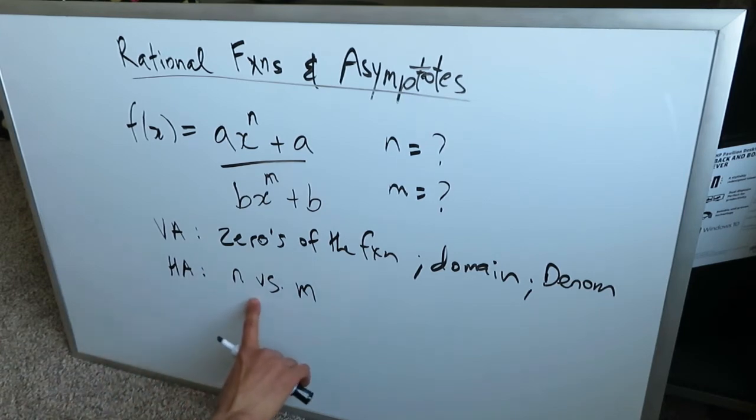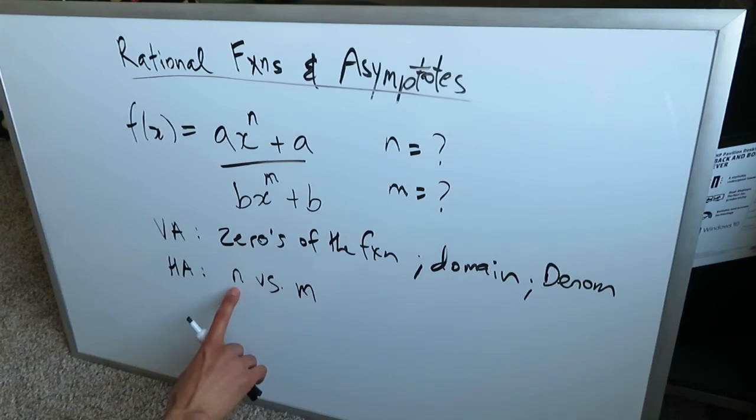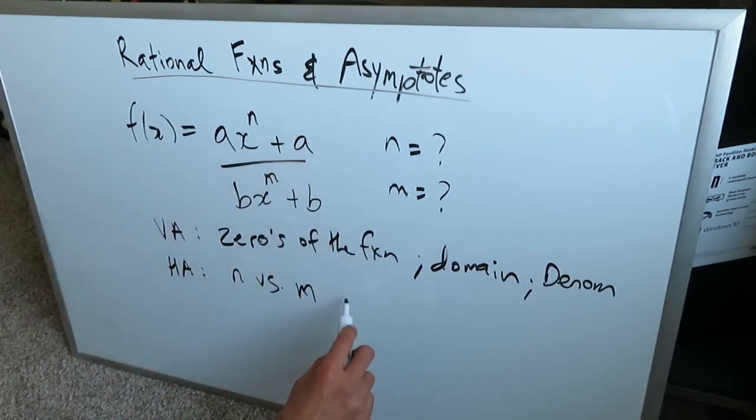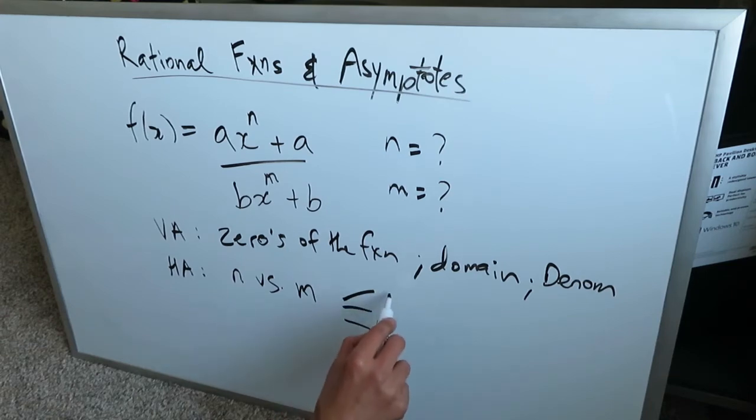The horizontal asymptote will be based on the comparison of the n and m values. Remember, we're comparing two numbers, alright? And this will lead you to 3 scenarios: Scenario 1, Scenario 2, and Scenario 3. Based on these 3 scenarios, you'll either have a horizontal asymptote, or you may not have a horizontal asymptote, or you'll have a standard horizontal asymptote.